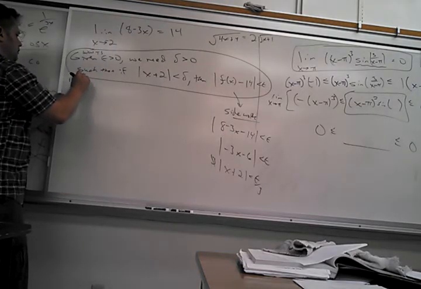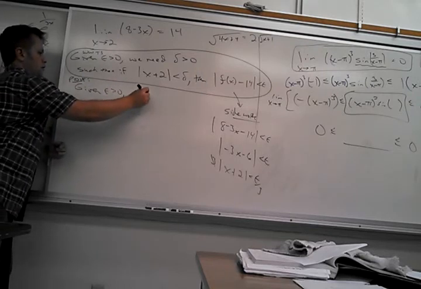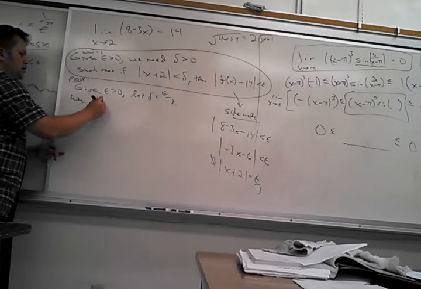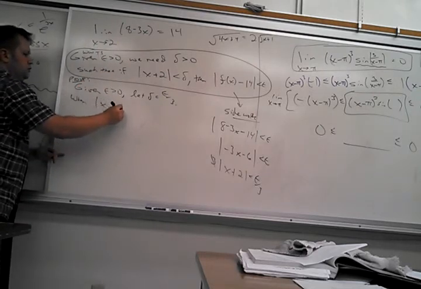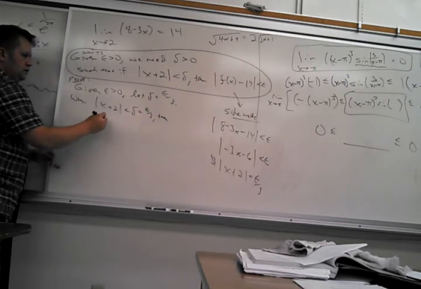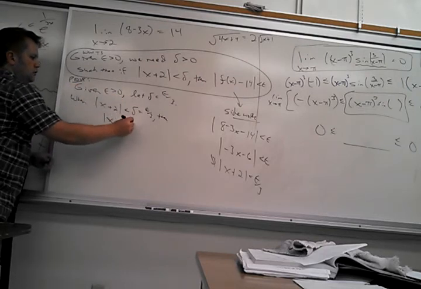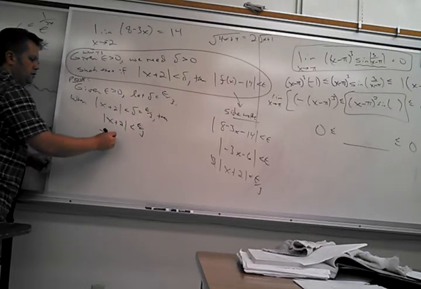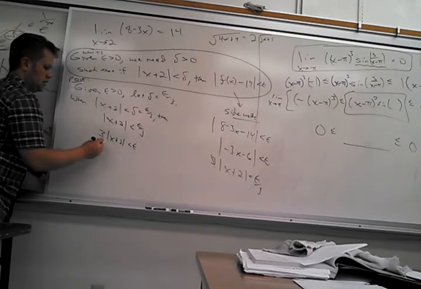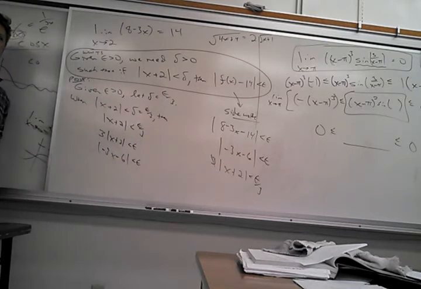So here's what I really would like to see: the proof. Given epsilon greater than 0, let delta equal epsilon over 3. When the absolute value of x plus 2 is less than delta, equal to epsilon over 3, then now you start doing all that stuff backwards, right? x plus 2 less than epsilon over 3, multiply the 3 up. This is where you basically just copy everything you did there in reverse. Less than epsilon. When you bring it back in, make it negative, because I'm allowed to and I want to.